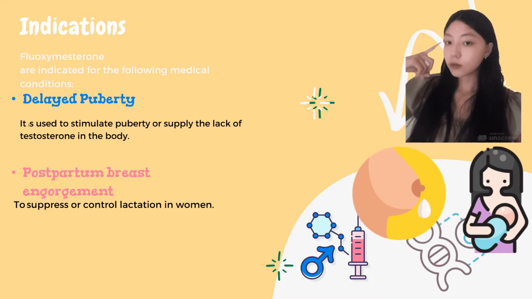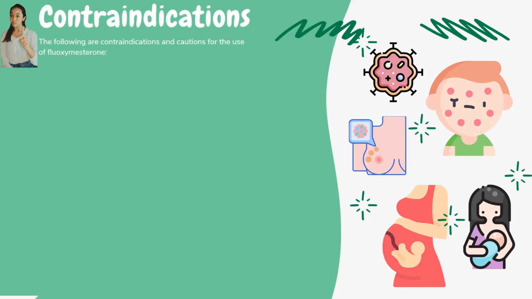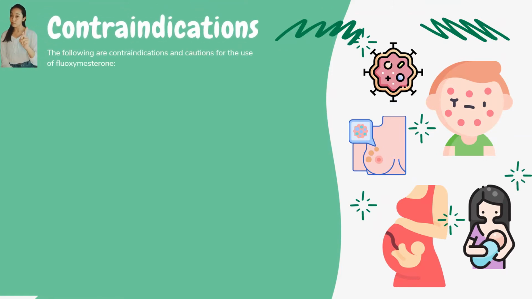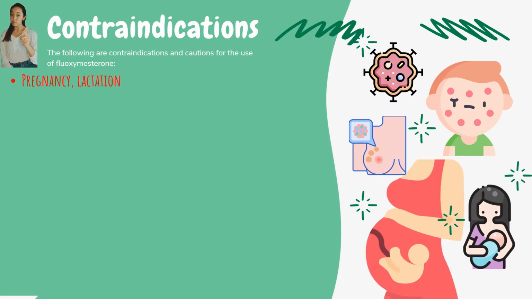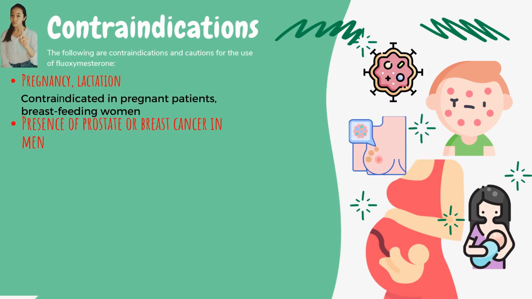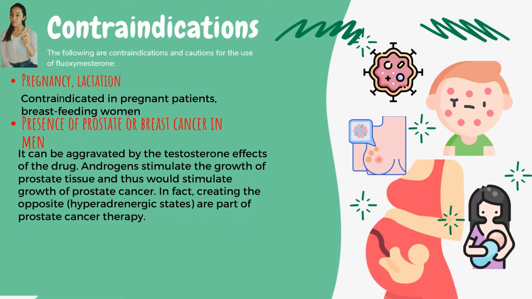These are the following contraindications and cautions when using me as a drug. I am contraindicated in pregnant patients and breastfeeding women, as well as in the presence of prostate or breast cancer in men, since it can be aggravated by the testosterone effects of the drug. I am also contraindicated to those who are allergic to the drug or the ingredients of the drug, to prevent hypersensitivity reactions from the patients.